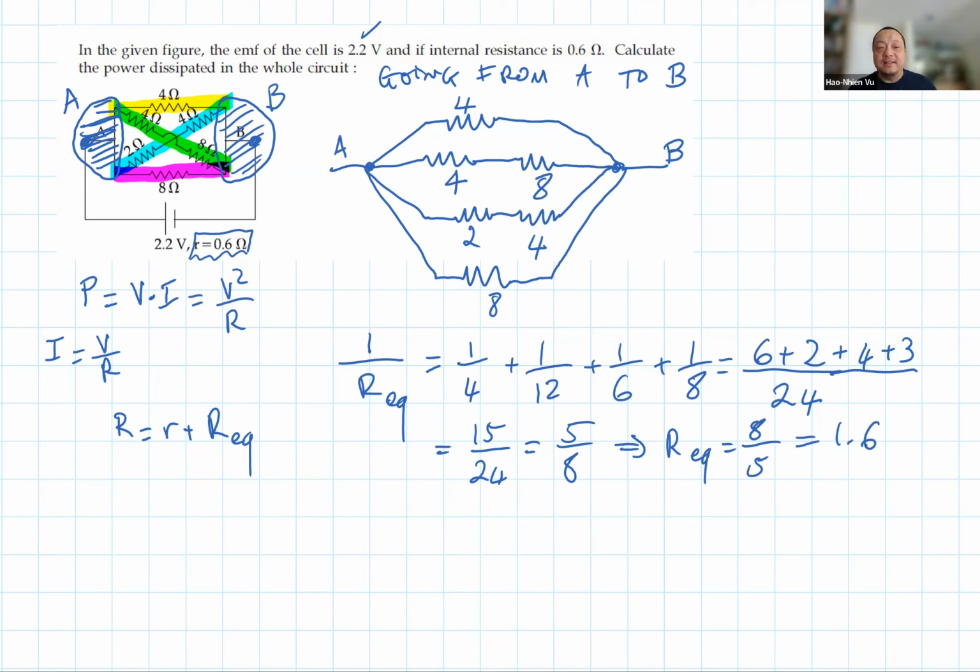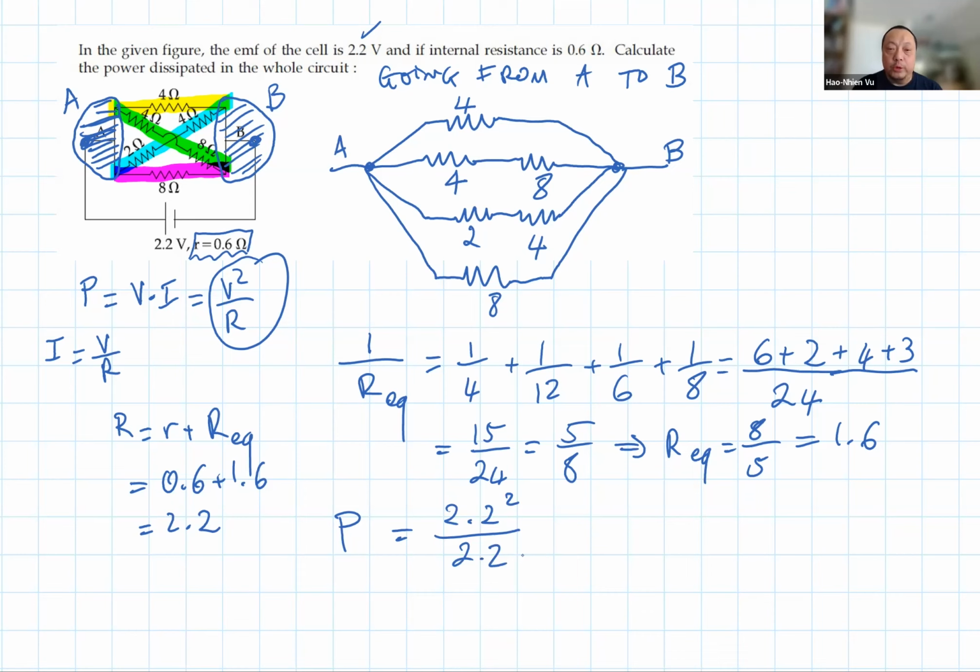or 1.6 in decimal. So the total resistance of the whole circuit is 0.6 plus 1.6 equals 2.2. Plug that into the power, and we know the voltage is 2.2, so P is 2.2 squared over 2.2, which is 2.2 watts.